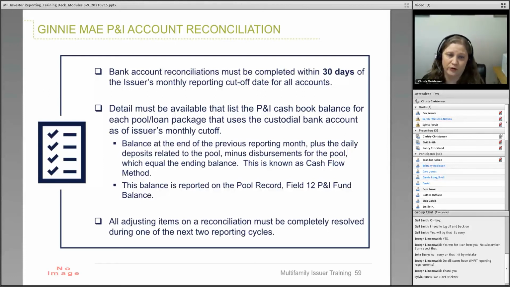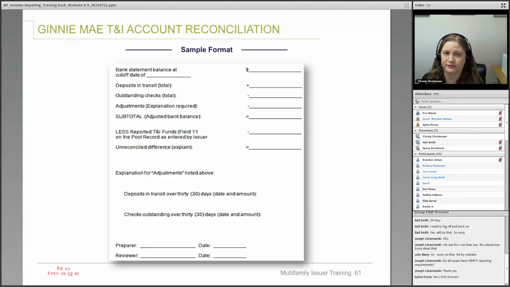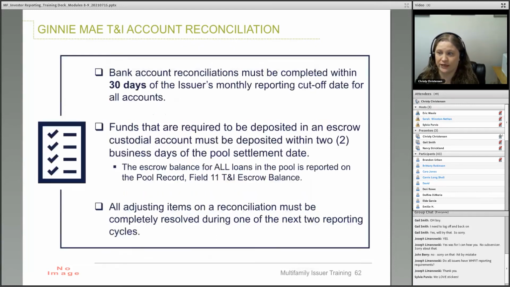An important note: all adjusting items on the recon must be completely resolved within one of the next 2 reporting cycles. If you have outstanding unreconciled items, it may result in an audit finding. Here is a sample of the T&I account recon. Like the P&I recon, most issuers build this form in Excel.